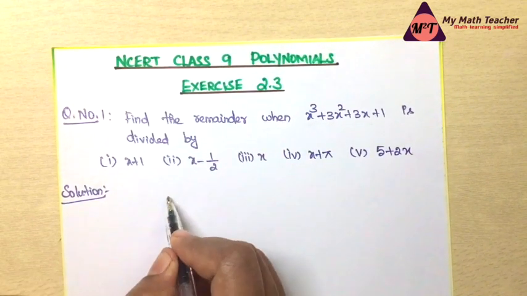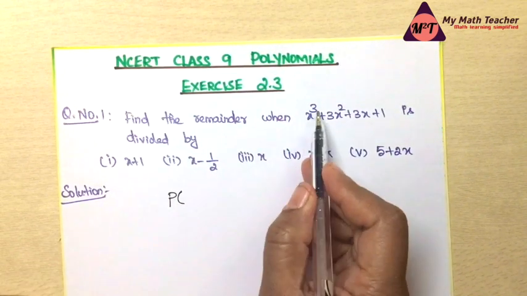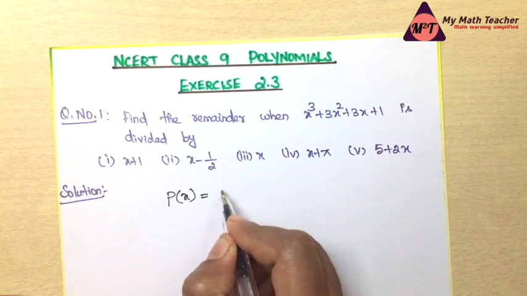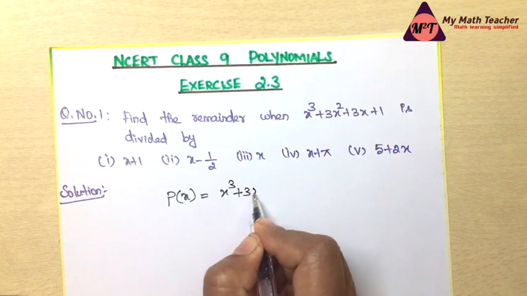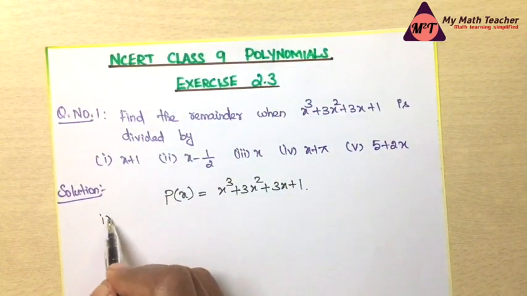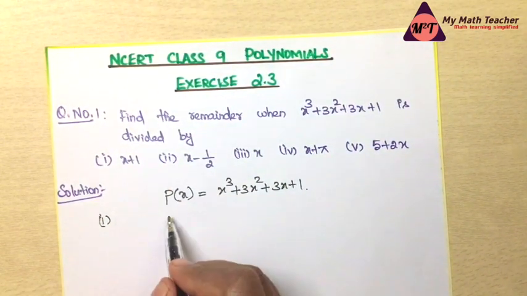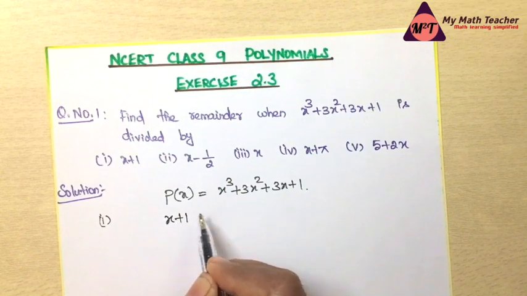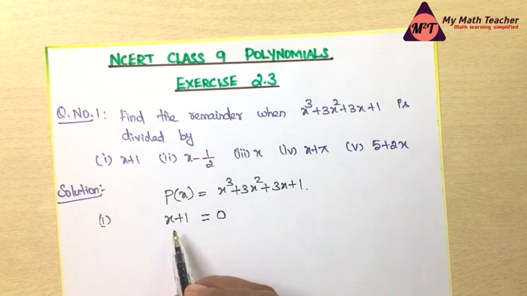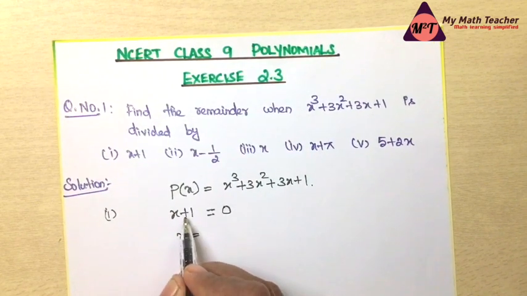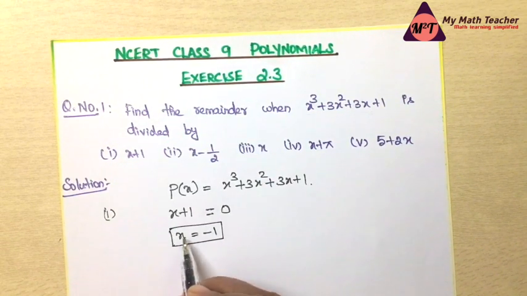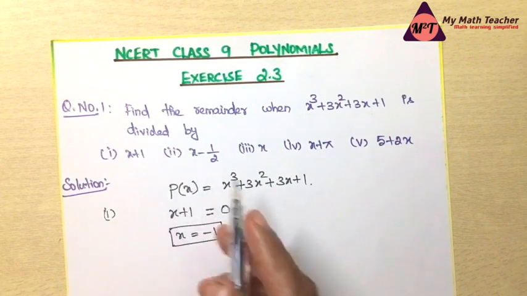This is the given polynomial. Write the polynomial as a polynomial of the variable x, because the variable mentioned here is x, so p of x is equal to x cube plus 3x square plus 3x plus 1. The first divisor is x plus 1. We take x plus 1 and equate it to 0 so that we can find the x value. Now x is equal to minus 1, transposing the plus 1 to the other side. Now this x value we are going to substitute in the polynomial.